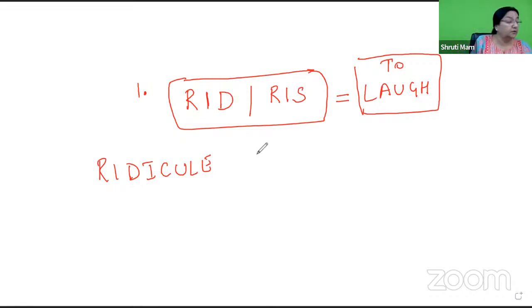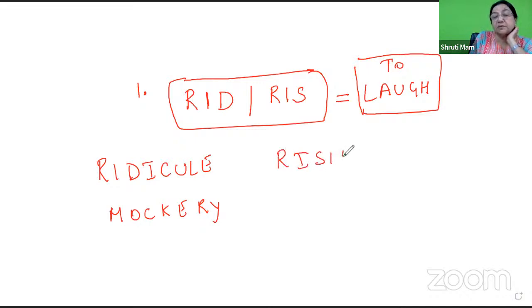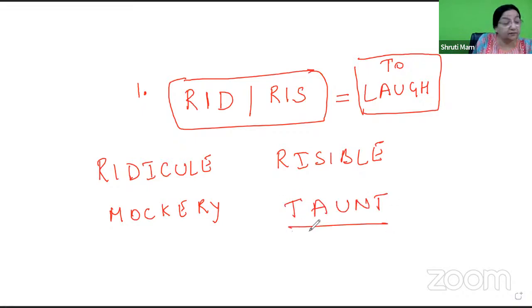Now, another word for ridicule that we can do is mockery. We mock somebody. So the tone can be mockery, where the person is laughing at somebody or making fun of a situation. Or another word with ris we can form is risible. The author's tone is risible. That means he is again ridiculing something. Or another word for this can be an easy word, a taunt. The word taunt all of you can identify.